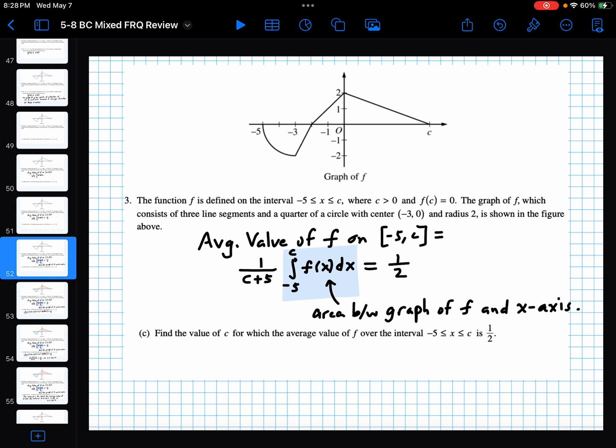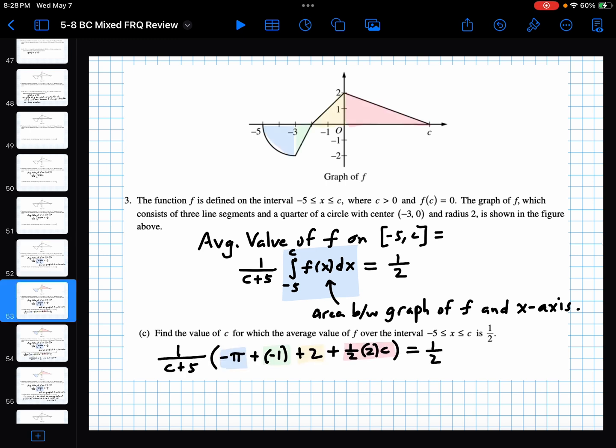Starting from -5 to -3, we've got that quarter circle. Then from -3 to -2, we have that green triangle. From -2 to 0, that yellow shaded triangle. And from 0 to c, that red one. I've highlighted the areas of each of those things where the definite integral was in the formula. I still have the 1 over c plus 5, but now those things make up the collective areas.